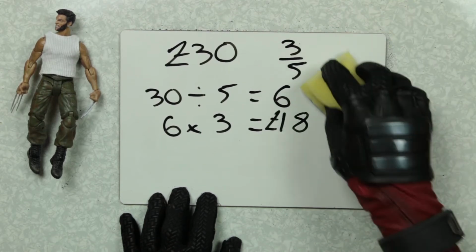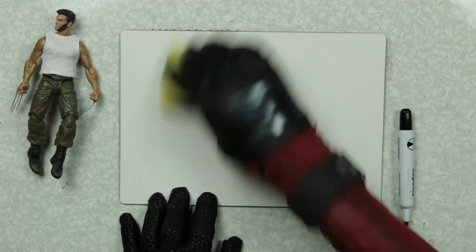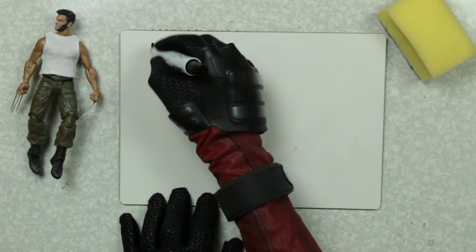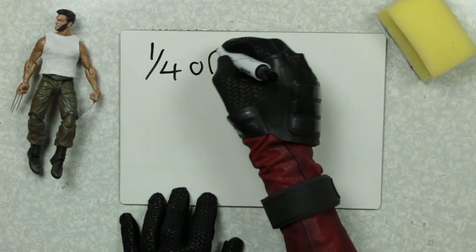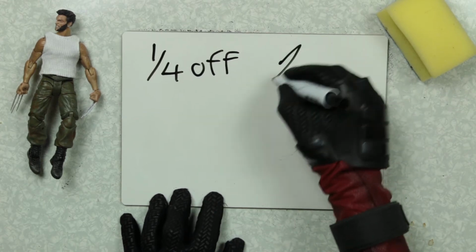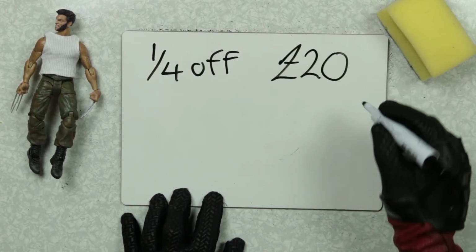Let's do another one. Let's say, for example, if a store was offering a quarter off all their prices, and something was 20 of your English pounds.